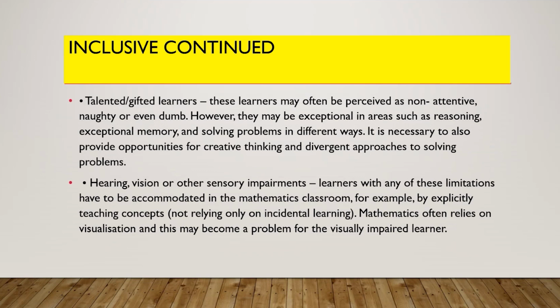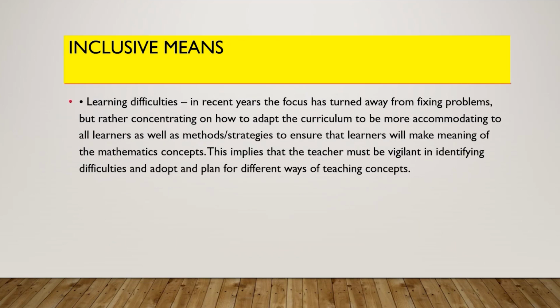Again, we spoke about the talented and learners with impairments or disabilities and how to support them. So when we have learners with difficulties, it means that we need to make the lesson more accommodative. This implies that the teacher must be vigilant in identifying the difficulties and adapt and plan the lesson to the learners that you have. Thank you.